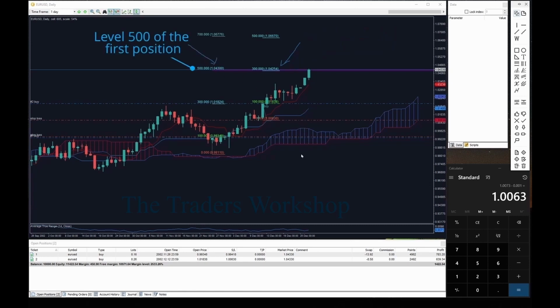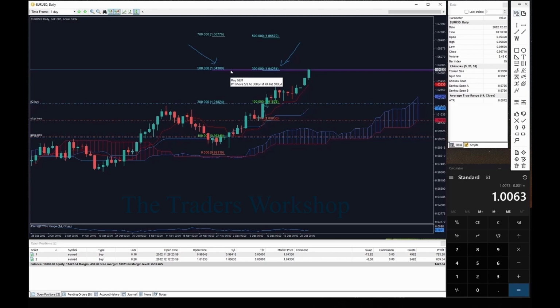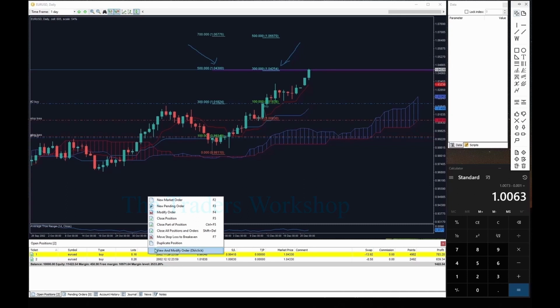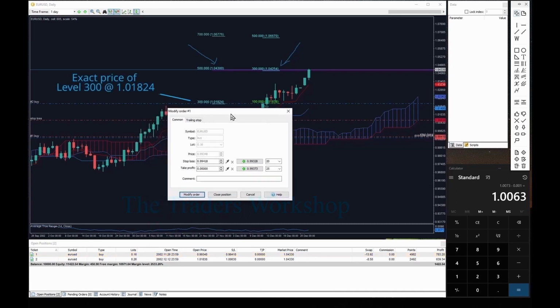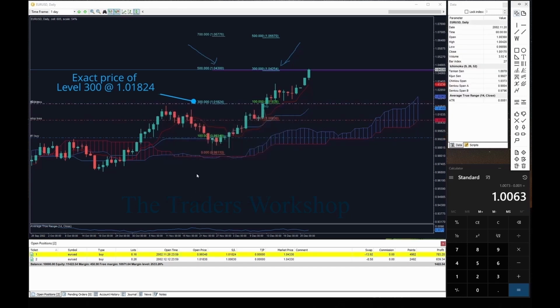Now let's focus on the first position, and hover the mouse cursor on the ray line at the level 500 for the description. It says here, move the stop loss of the first position to level 300 if the price action hit the level 500. We can do that by double-clicking ticket number 1 on our trading panel, and navigating to modify order. Now, let's edit the stop loss price to what is indicated at the level 300. The level 300 at 1.01824, then click Modify Order.